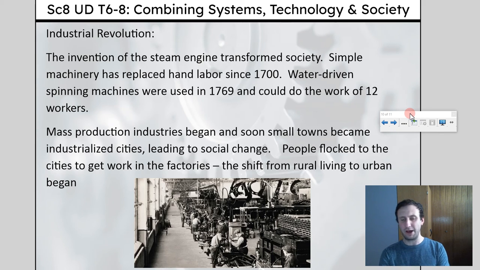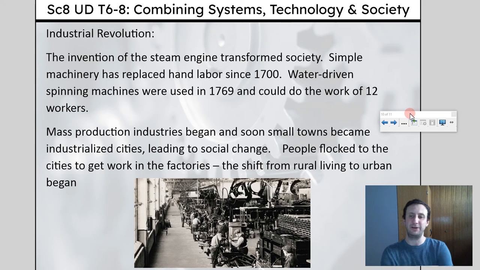But as you got away from needing water to turn the wheel to make looms go for making fabrics and so on, it got even better. And then you could run the factory all the time, even when the water isn't running past it. So this resulted in tons of factory jobs and mass production. Soon small towns became industrialized cities, leading to social change. People flocked to the cities to get work in the factories.